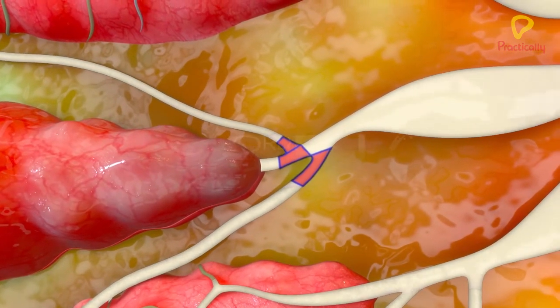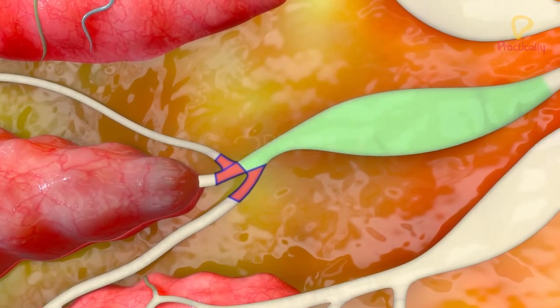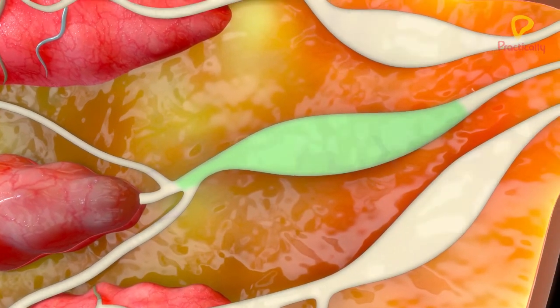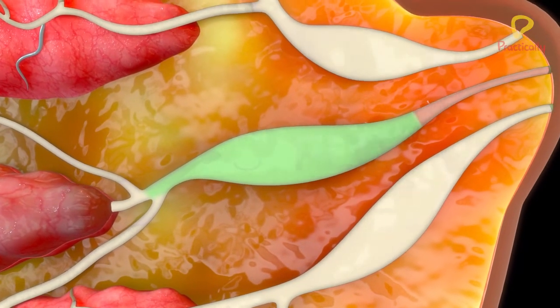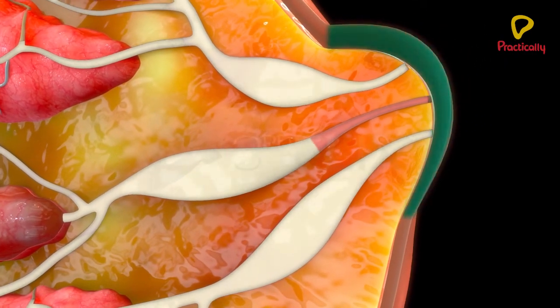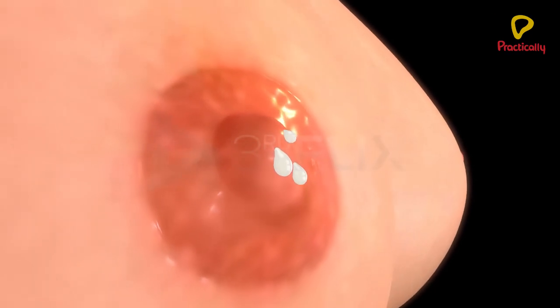Several mammary ducts join to form a wider mammary ampulla or lactiferous sinus. The mammary ampulla is connected to the lactiferous duct. The lactiferous duct opens out on the surface at the nipple. Milk is sucked out through the lactiferous duct.